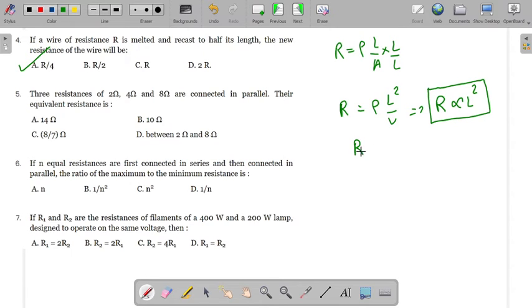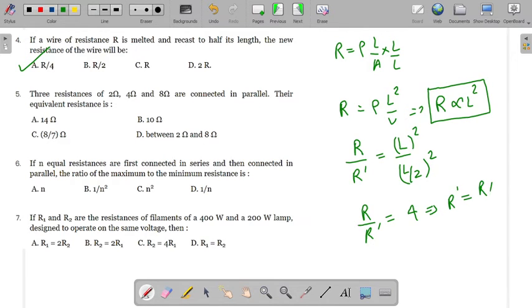Suppose the old resistance was R, the new resistance is R dash, the old length was L, and the new length is half of the old one, and here it is squared. So if you solve this, you get R by R dash equals 4, which means R dash equals R by 4. So this is the method of solving this type of problem.